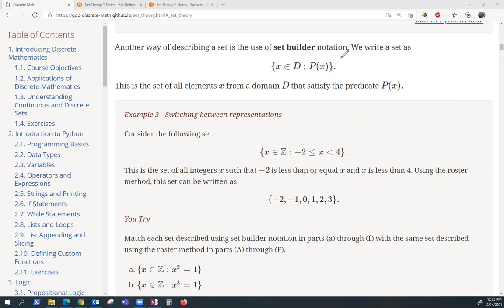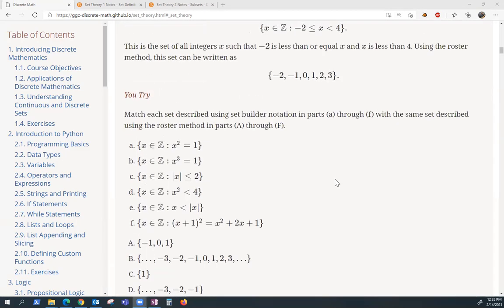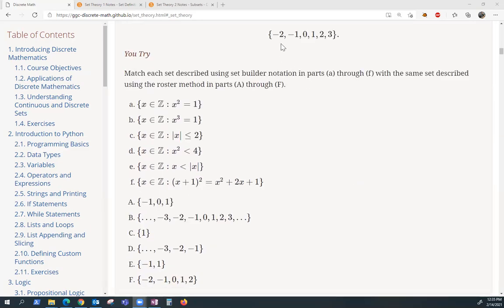So there's a you try here that I encourage you to try. But I'm going to do just a couple of them. So let's rewrite this one in set builder notation. Well, this is every integer so that when you square it, you get 1. Well, what numbers does that work with? -1 squared and 1, that's all. So notice that this one matches with this one down here.